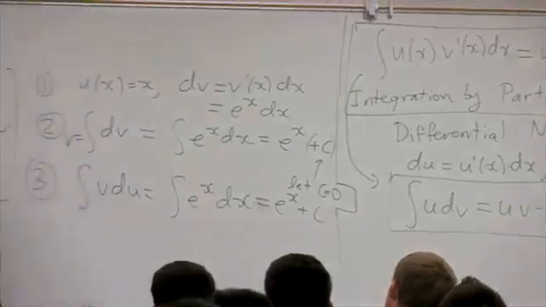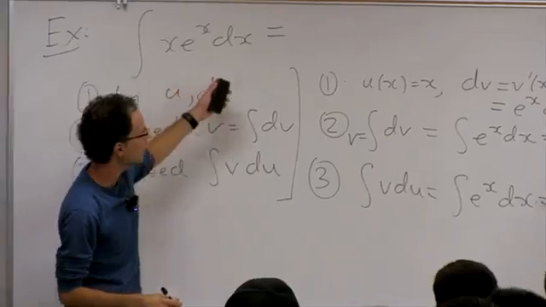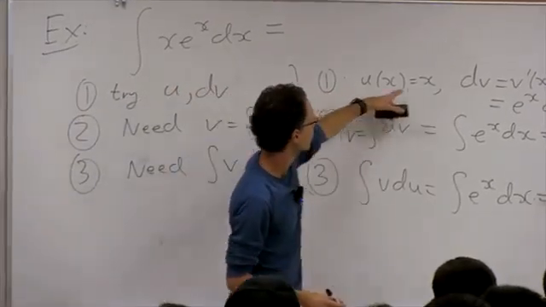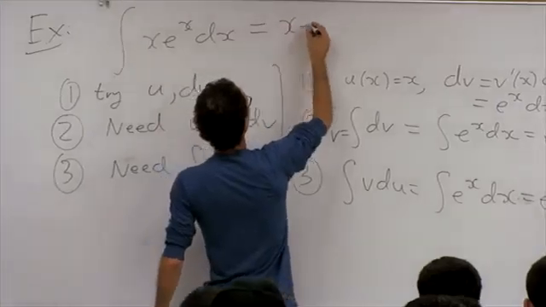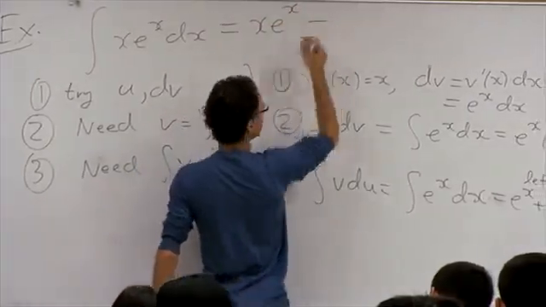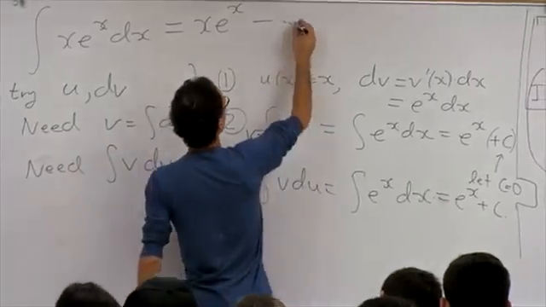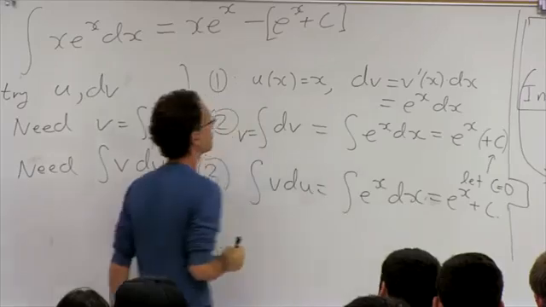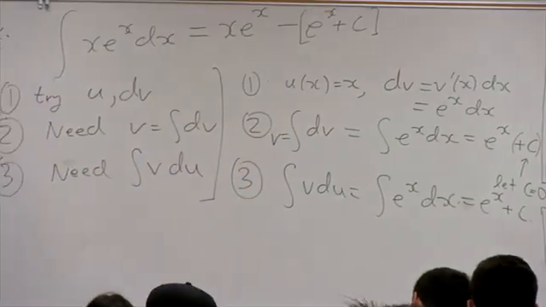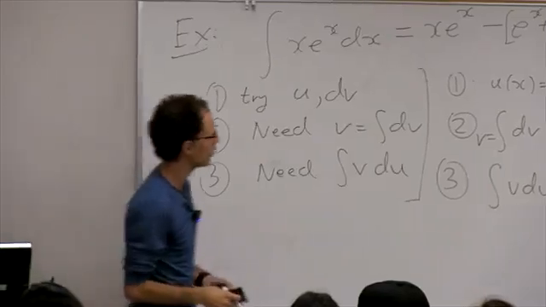So what we've computed, we now apply the integration by parts formula and realize, okay, this integral here is now easily represented as u times v. So that's x times, here's my v, e to the x. And then I subtract off the integral I computed here, the integral of v du, which was e to the x plus c. And that's it. Okay, well, almost.